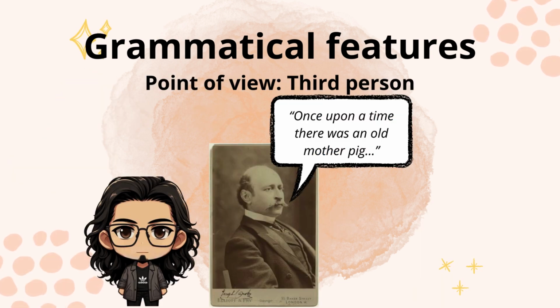Finally, narrative texts are also characterized by the point of view of the narrator. Some narrative texts are written in first person, that is, the narrator is the protagonist himself. However, as is the case with most children's fairy tales, the 3 little pigs is written in third person. This perspective is clear from the very beginning, when the narrator starts the story by saying, "Once upon a time."